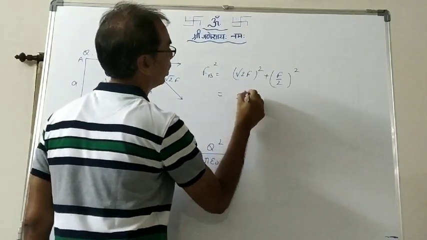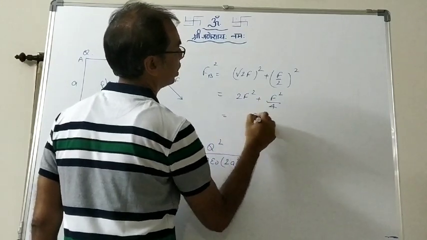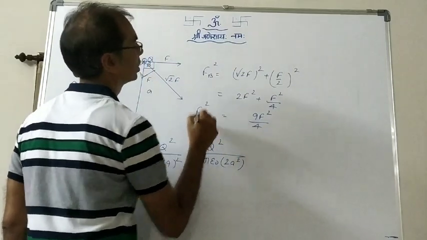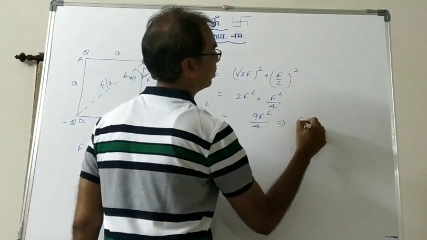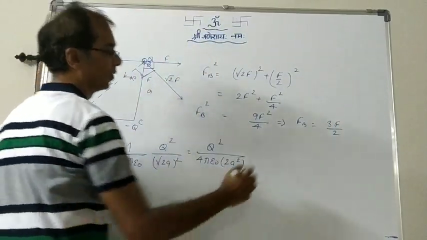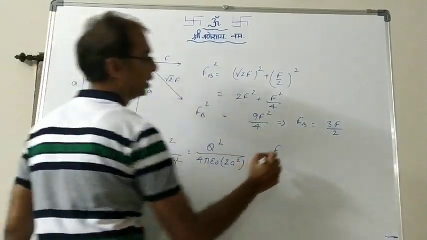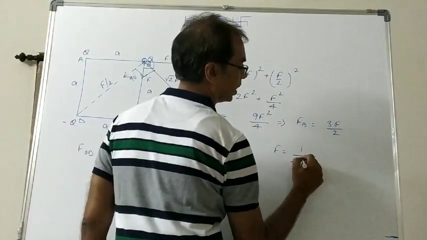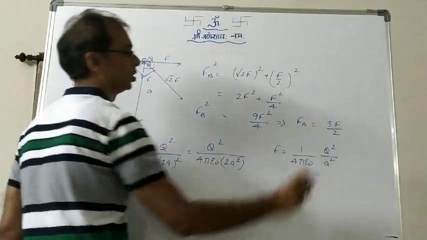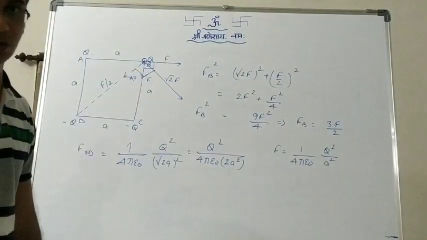So this is 2F square, this is F square by 4. So we are getting 9F square by 4, that is FB square. So FB is equal to 3F by 2. And F is the force between these two charges, so F is 1 by 4 pi epsilon naught Q square by A square. Let's put it over here. This will be our answer for the question in which we are finding the force on charge B.